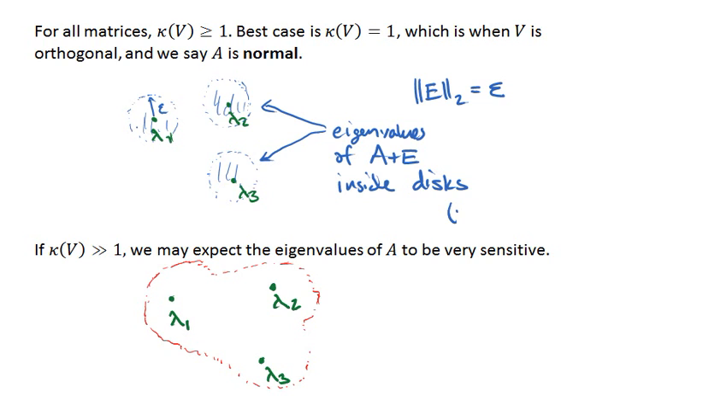So when you get the normal case, and again, normal means a technical thing. A is a normal matrix. And in this case, we have the non-normal case. And the perturbations to the eigenvalues can be much larger.